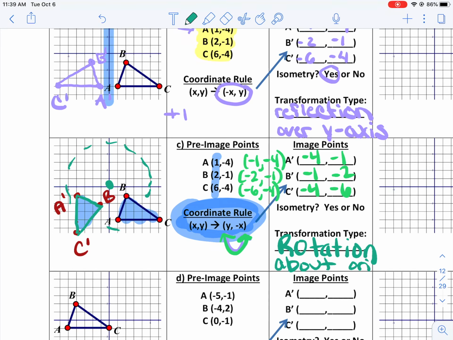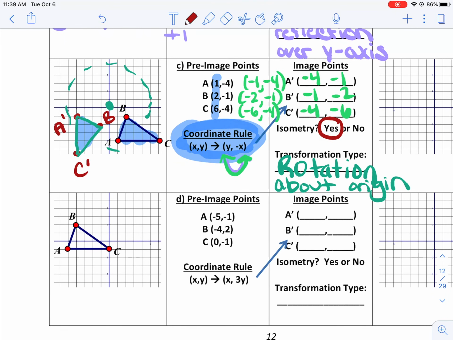Okay, and if you look, since we said these shapes do look the same, this is an isometry, aka a rigid motion. Miss Vala, back to you.